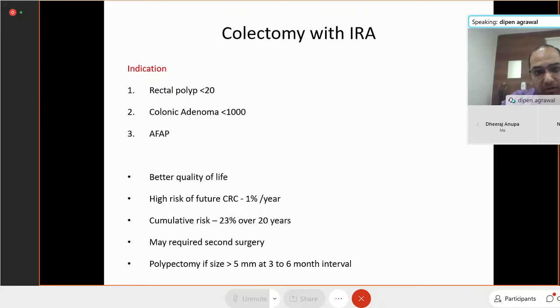Second surgery is rectal sparing colectomy with ileorectal anastomosis, indicated when the patient's rectum has a low polyp burden, less than 20 polyps in the rectum, total chronic adenomas less than 1000, and an attenuated variant of PEP. The patient may have a better quality of life with this surgery. However, the high risk of future development of colorectal carcinoma, at the rate of 1% per year, may require a second surgery in the future. The patient should be counseled about that, and may go for polypectomy if size is more than 5 mm, with sigmoidoscopic surveillance at 3 to 6 month intervals.